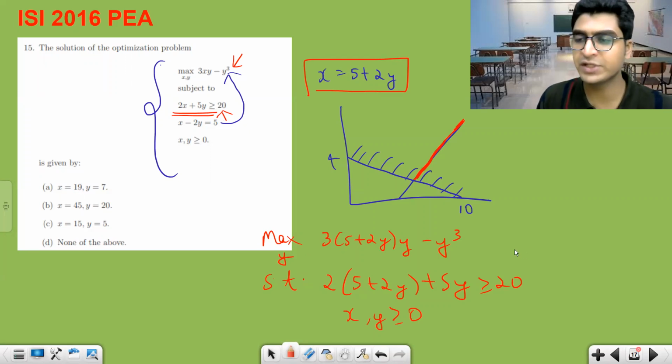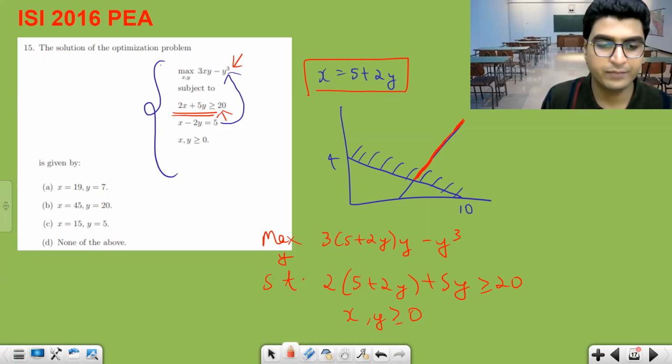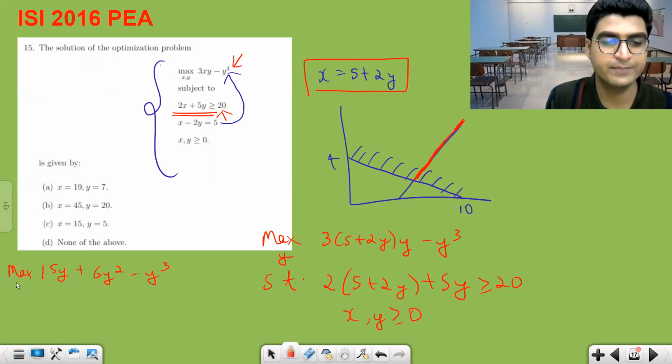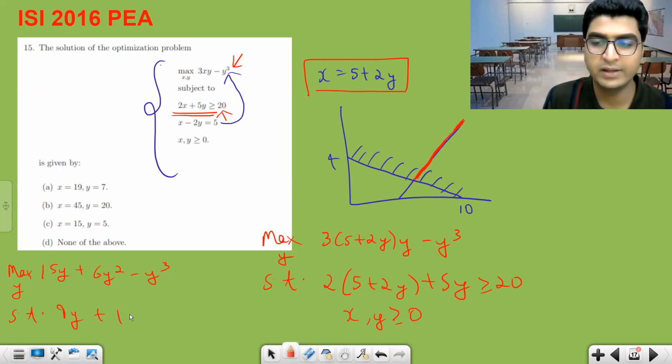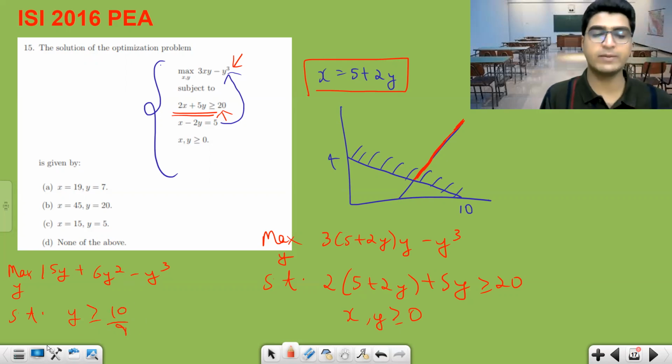So what does the objective function become? It will be 15 plus 6y plus y, so 15 plus 7y... that is, the function 15y plus 6y square minus y cube, which I have to maximize, subject to the constraint that this will become 4y plus 5y, that is 9y, plus 10 should be more than or equal to 20. So 9y should be more than or equal to 10. Y should be more than or equal to 10 by 9. So that has become the constraint.